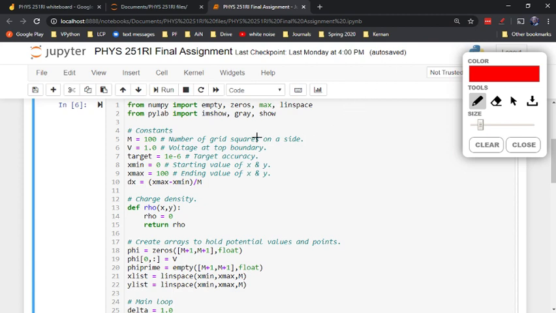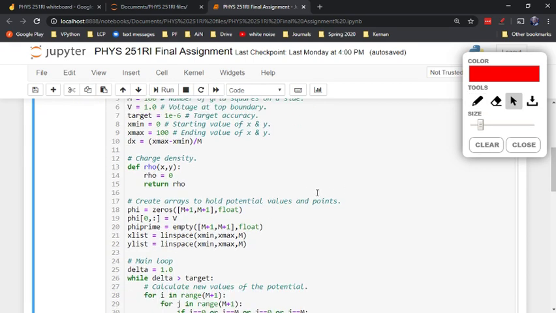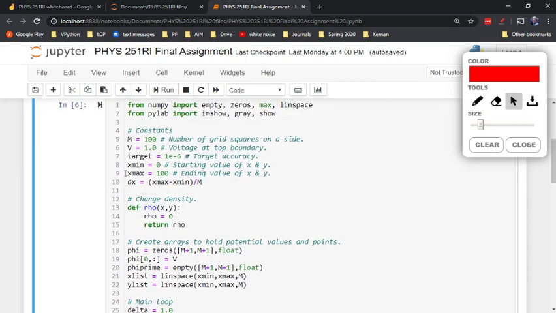Then the X-min and X-max are just the starting and ending values, so we're going from 0 to 100, and then our dx is just going to be, you guessed it, X-max minus X-min divided by the number of squares. So this is going to be our step size. This is what we called H previously. I like calling it dx, maybe you like calling it H better, you can change it if you want.